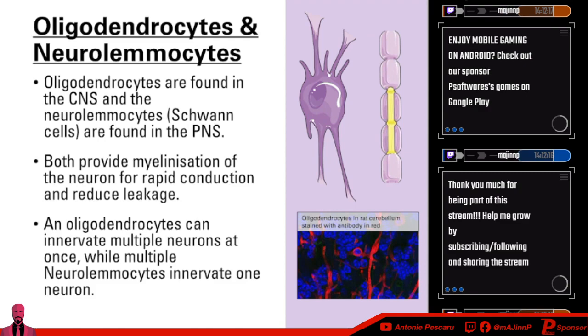And then finally, I think I stated it before, but an oligodendrocyte can innervate multiple neurons at once, while multiple neurolemocytes or Schwann cells innervate only one single neuron. So basically, I wasn't going to go in there. I don't really want to go in there. But think of it as this.